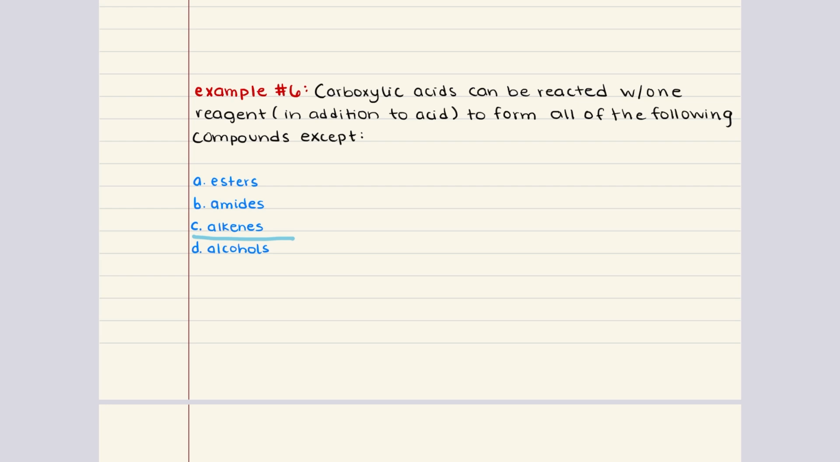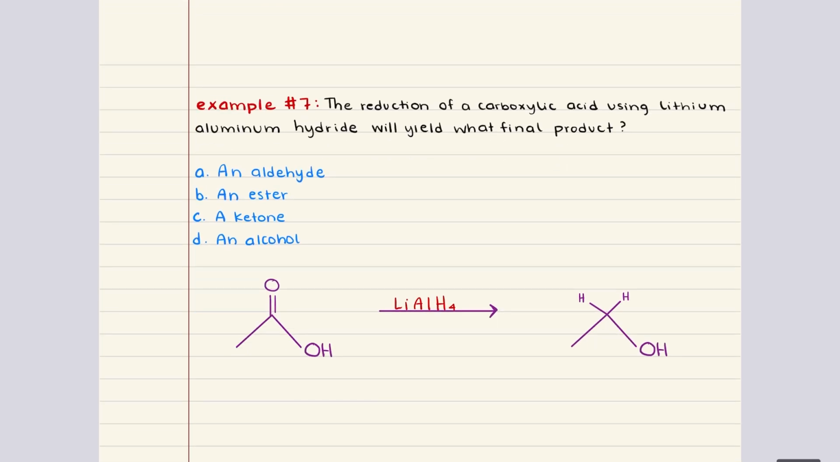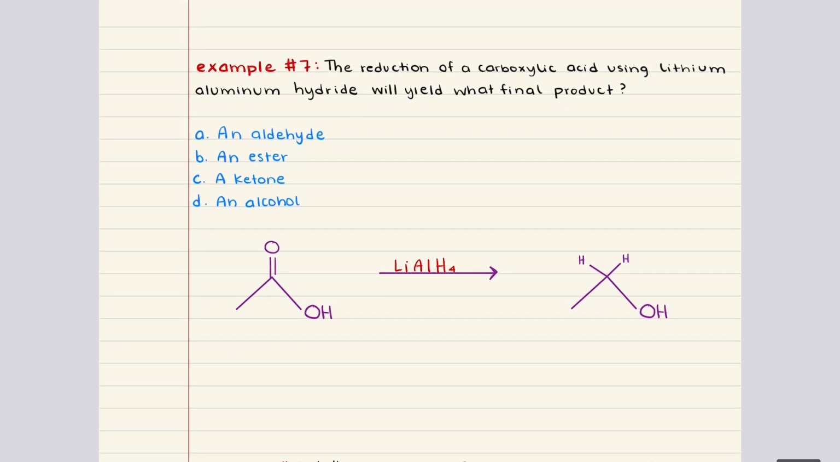So the correct answer here is C. Let's move on to problem 7. Problem 7 says the reduction of a carboxylic acid using lithium aluminum hydride will yield what final product?